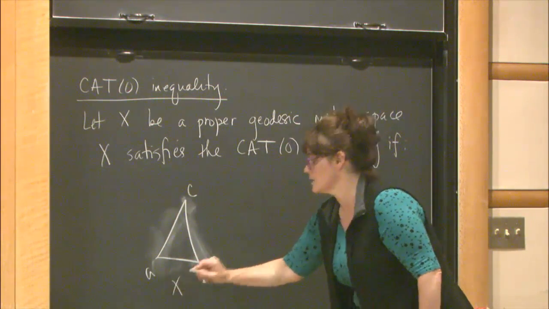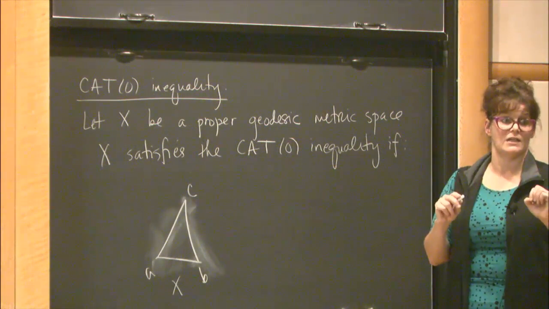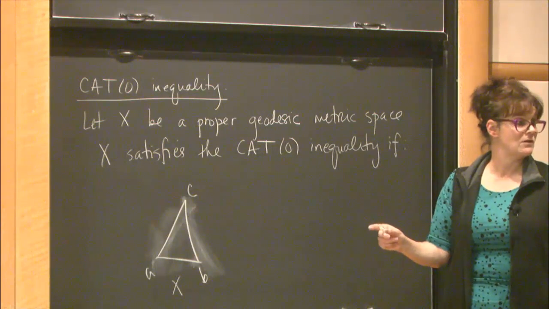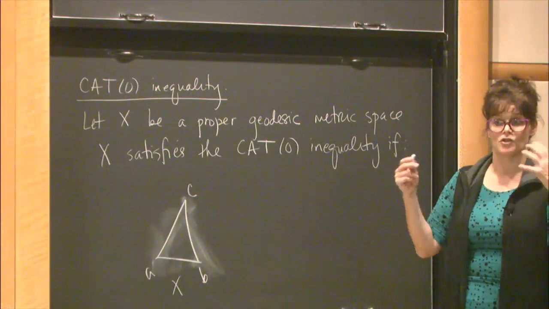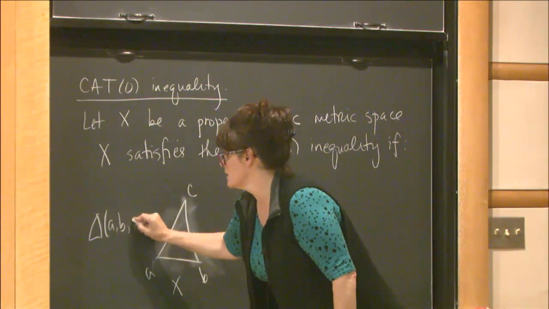This is happening in X. So that means I've chosen 3 points and 3 geodesics. Now, in Euclidean space, they're unique, but they don't have to be unique here. It's just a choice of, so that's triangle ABC.